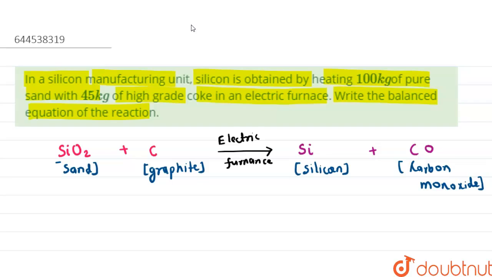So if we balance the reaction, our silicon is balanced on both sides, our oxygen has to be balanced. So here we must be having 2, because on the LHS we are having 2 atoms of oxygen, and in the RHS we will be having 2 atoms of oxygen after multiplying carbon monoxide by 2. So in order to balance the carbon, we will be having 2 here. So this is the balanced reaction for the manufacturing of silicon from sand.